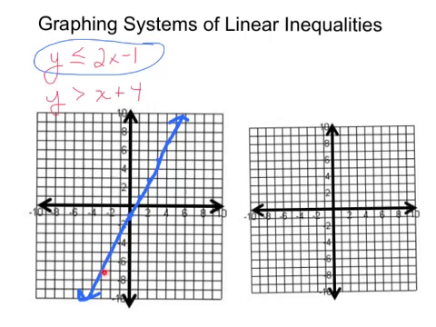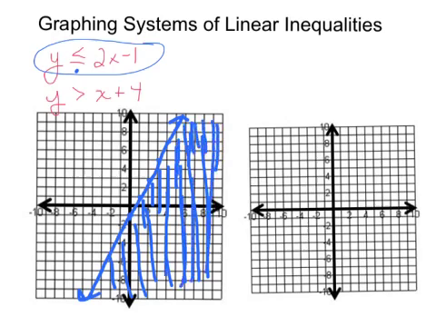For shading, since it's less than, I'm going to put my pencil on the line and shade straight down. So I'm going to go ahead and shade that region, like so. And this is where, if you have colored pencils, using a different color to represent each line may be very helpful to you.